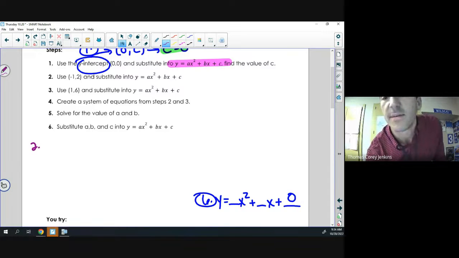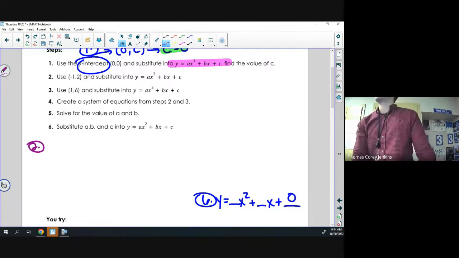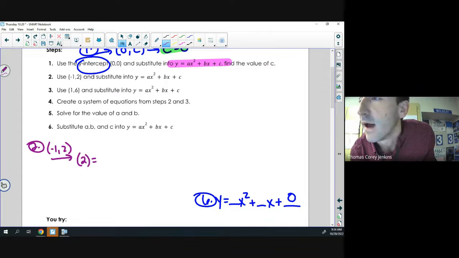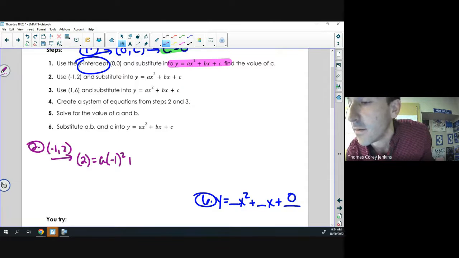So going ahead and doing step 2, use one of the 2 other points and sub it in. Let's go ahead and do that. We're going to use (-1, 2) subbed into standard form. So instead of y equals, we go 2 equals a times, and then x gets plugged in twice. So it's a times (-1) squared plus b times -1, and then of course c is 0.